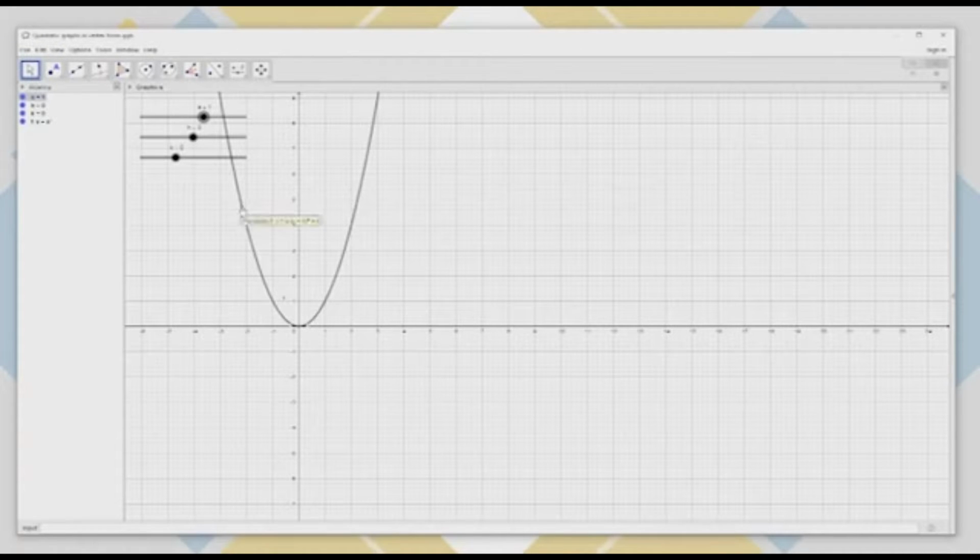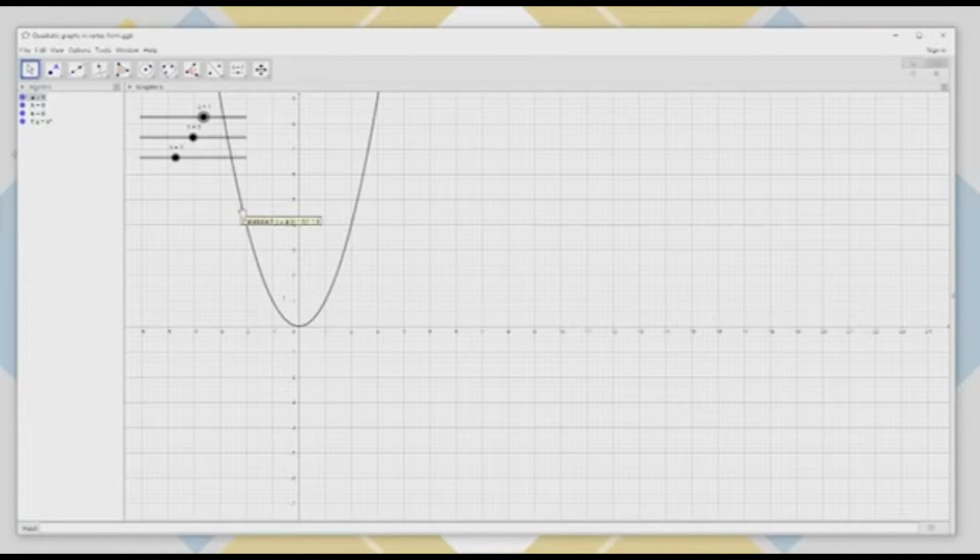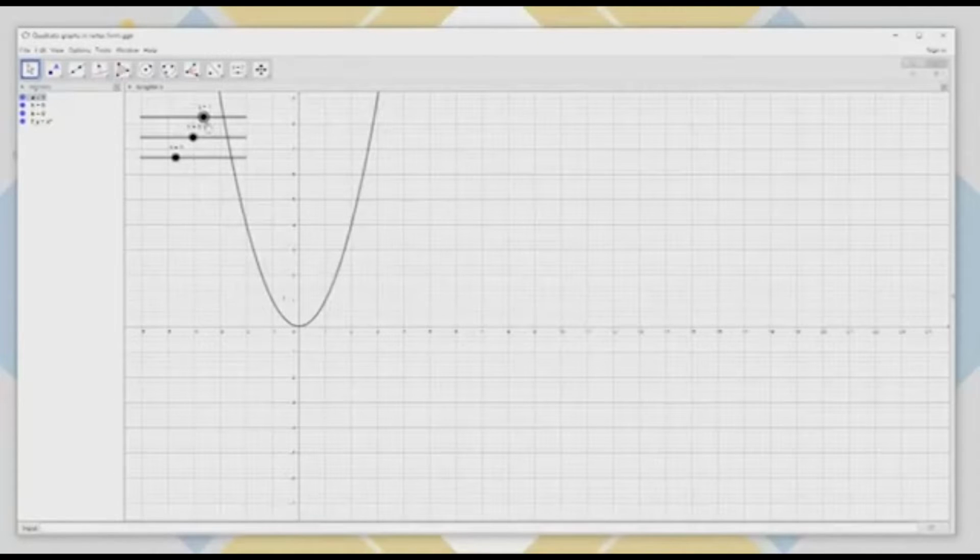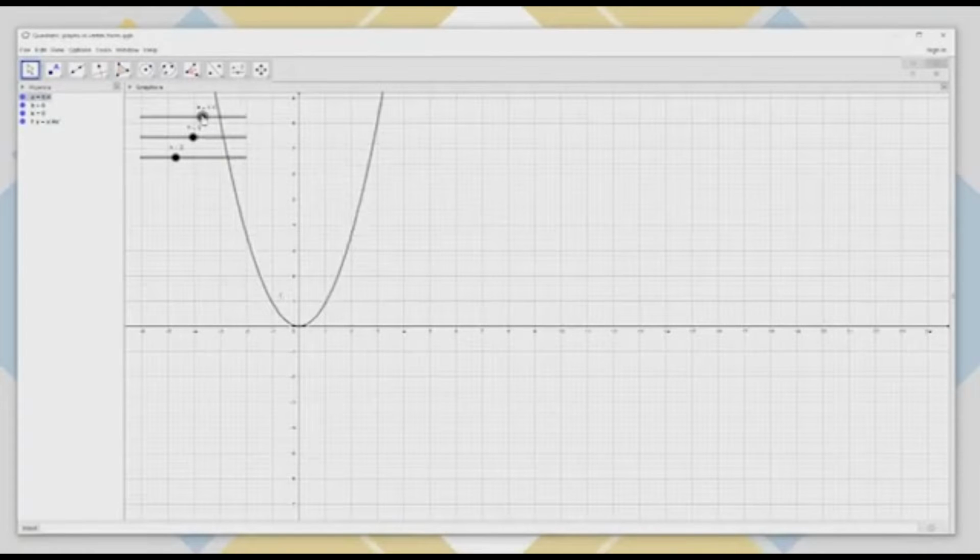So we are in our software GeoGebra, and we want to look at what these 3 variables do to our graph. So we have on screen A, we have H, and we have K. We're going to first be looking at the effect of A on this graph, and we'll tell you a little bit more about what A means as we progress. But I just want you to watch your screen carefully. So right now, A has a value of 1, and I'm going to be shifting my slider.